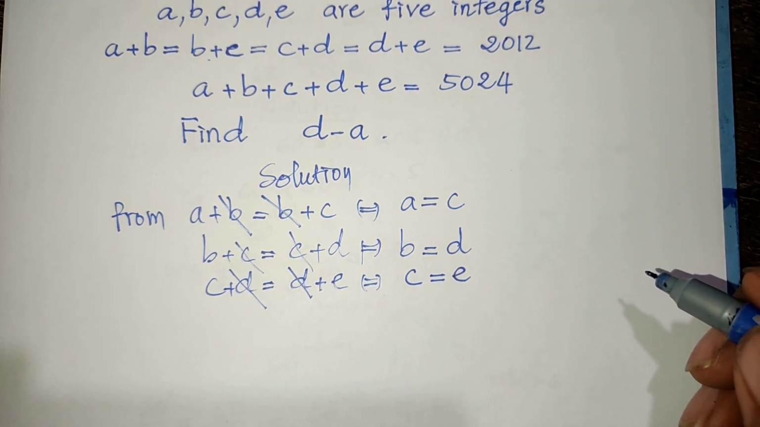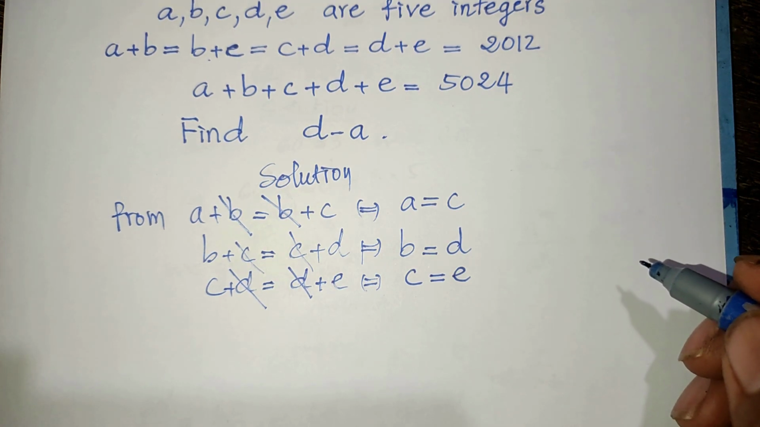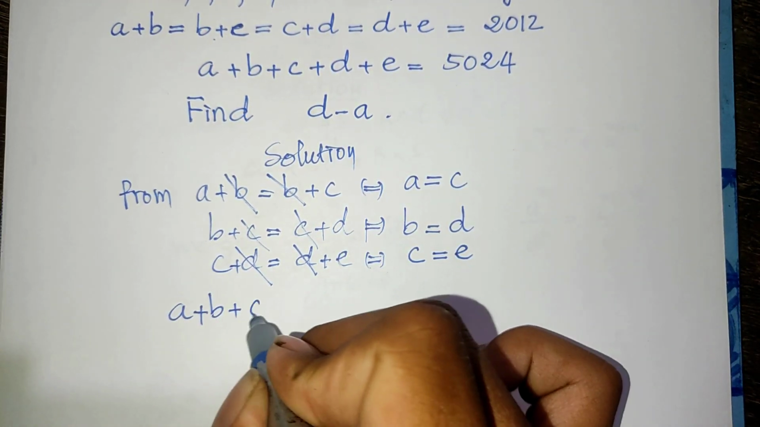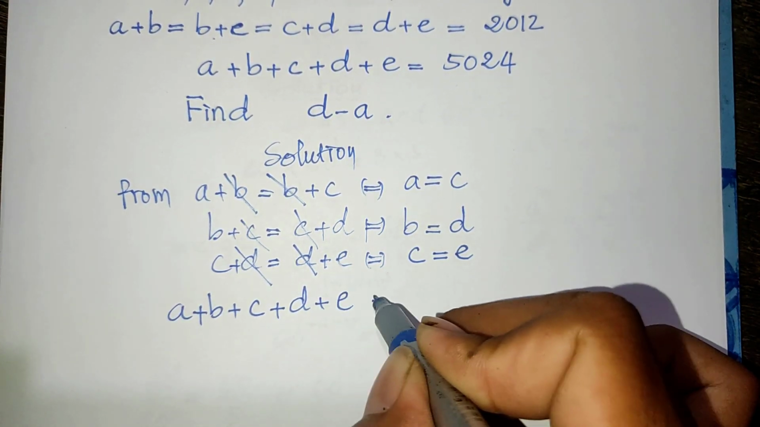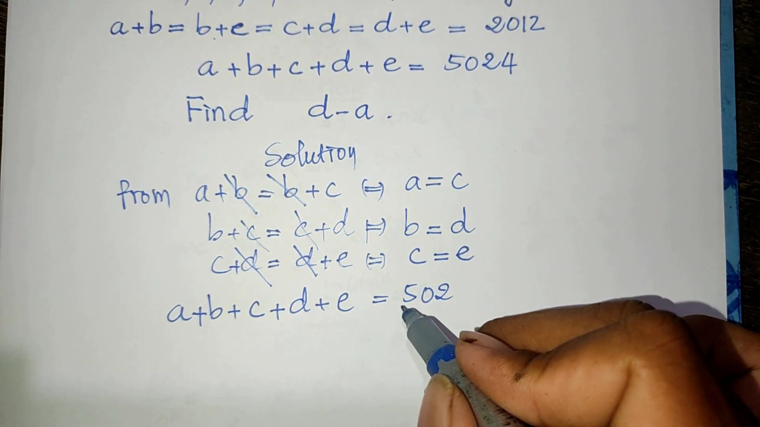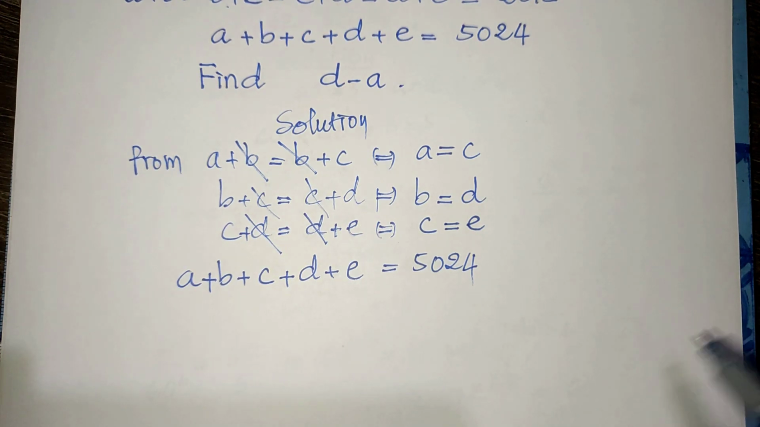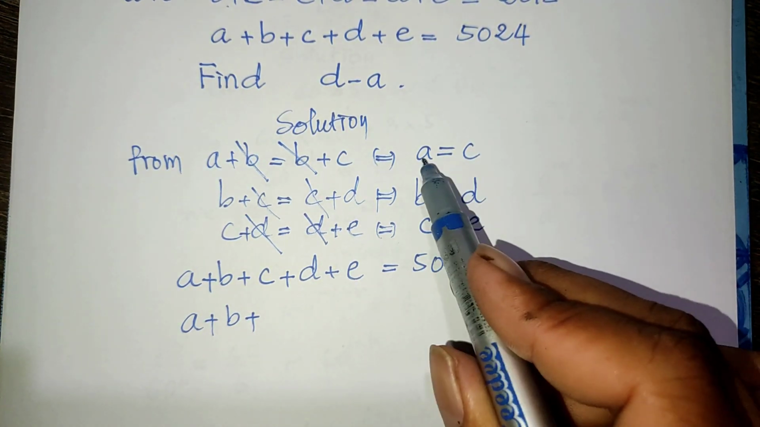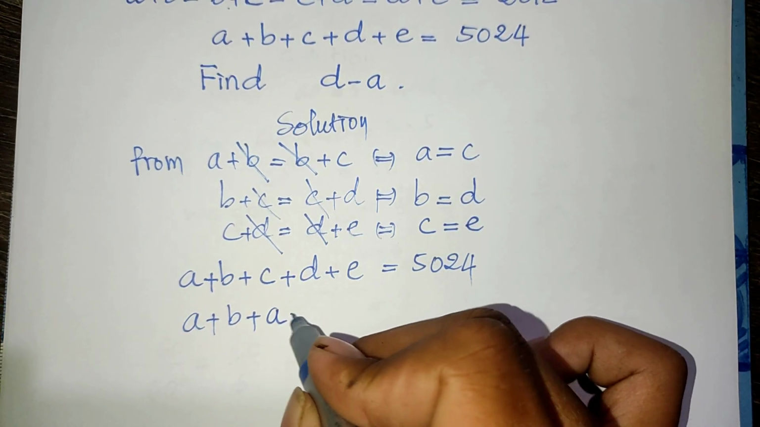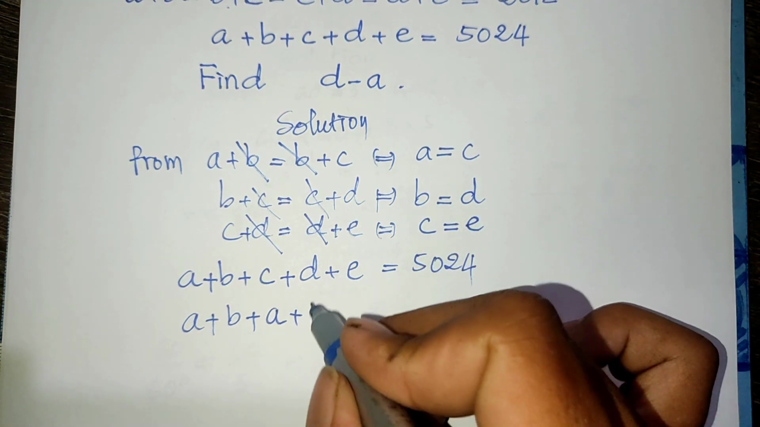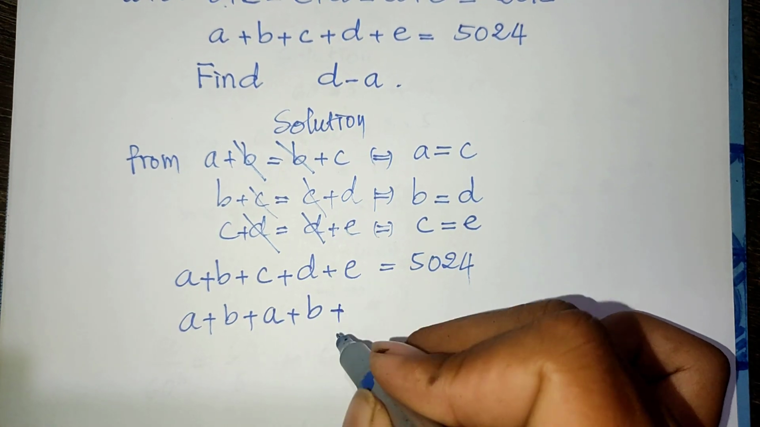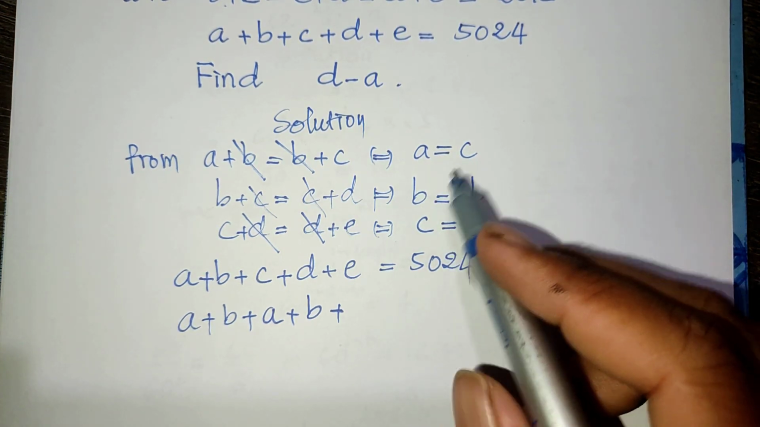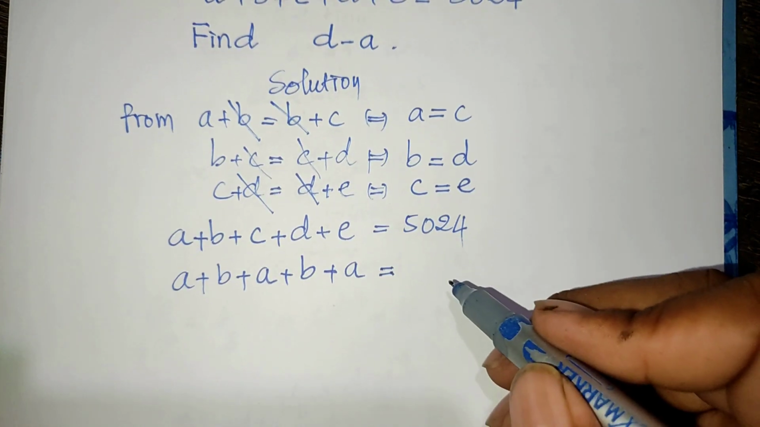Now, we get A plus B plus C plus D plus E equals 5024. Notice A plus B, and then plus C. We see C equals A, so I replace it by A. And plus D, D is equal to B, so I replace it by B. And plus E equals C, and C equals A, so we get E equals A. So this we replace by A.